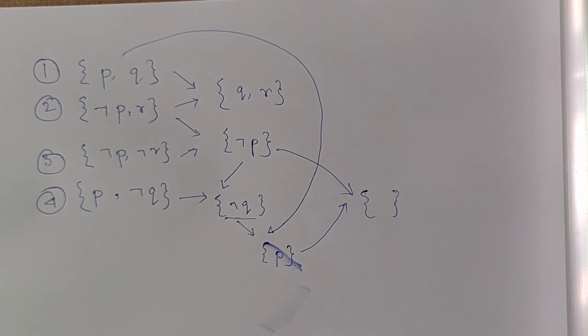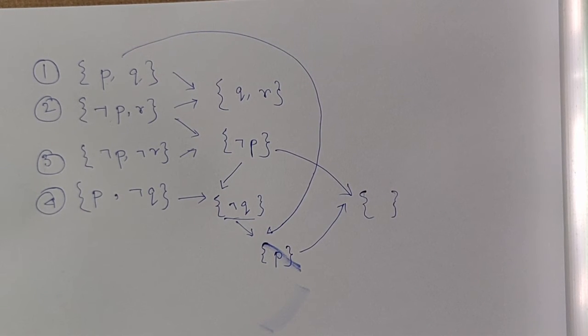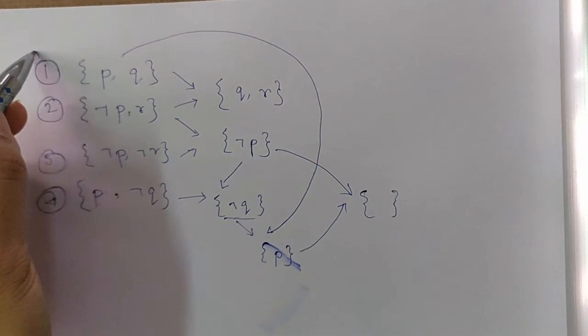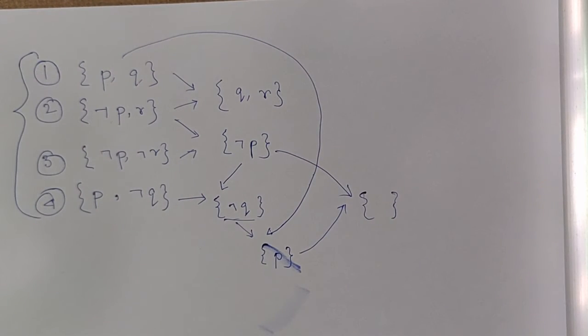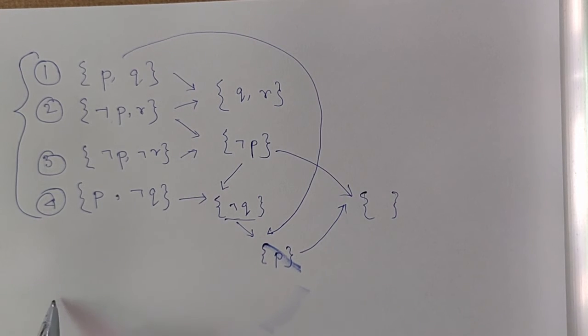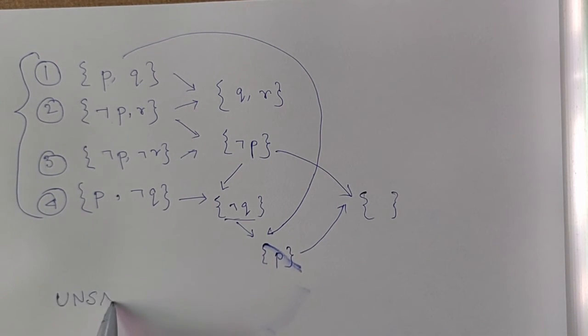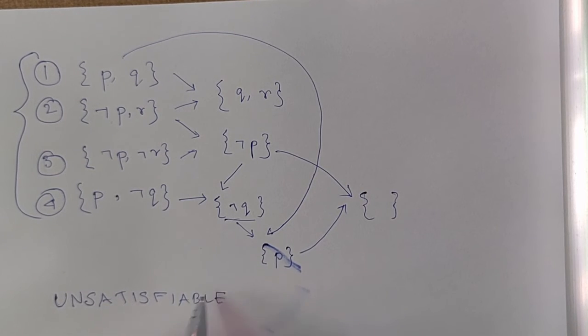So I have reached the null clause, and since I have reached the null clause, I can comment that my given set of sentences 1, 2, 3, 4 are simultaneously unsatisfiable.